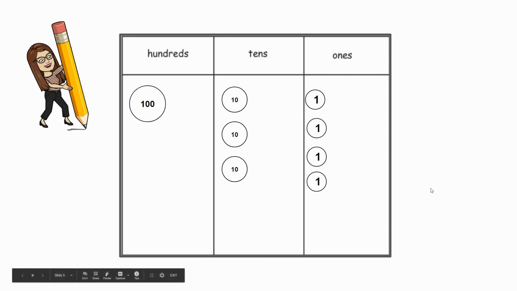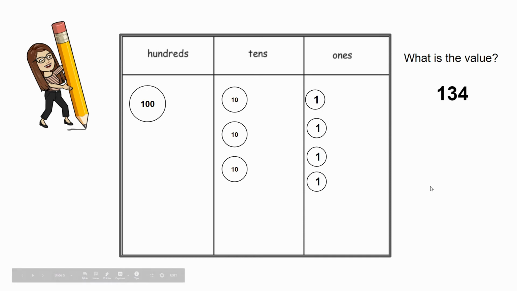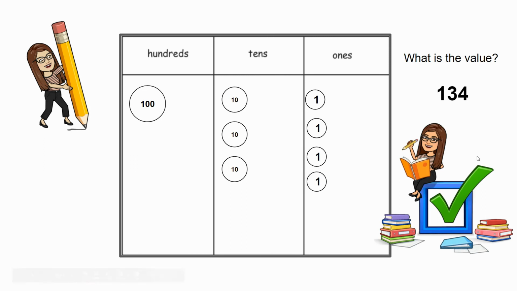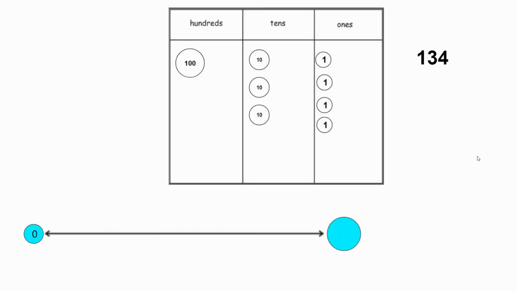Okay, so the total value is 134. 100, 110, 120, 130, 131, 132, 133, 134. If you get 134, you are correct. Now, we're going to model it using our empty number line. Come on, let's do this.